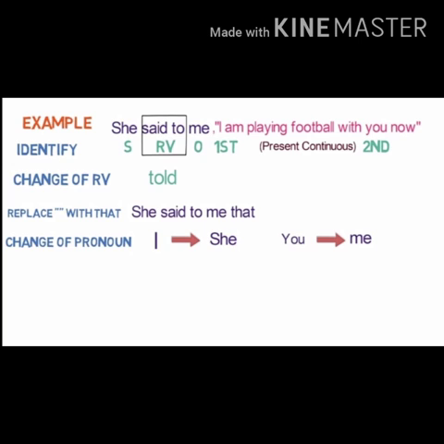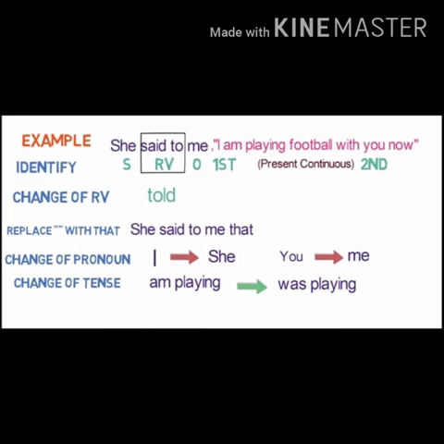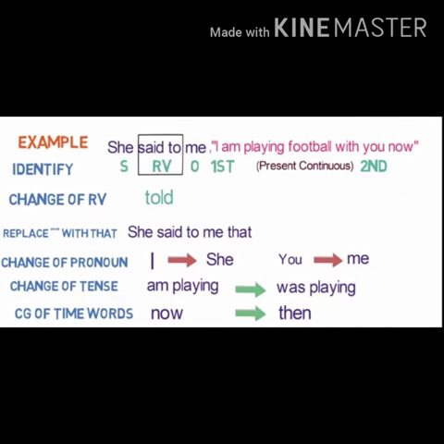Now the fifth step is change the tense. In this sentence it is in present continuous, so it will convert into past continuous tense. So I am playing will convert into was playing. Now let's take the last step. Sixth step is change of time. Here the word now shows nearness, so it will convert into then.